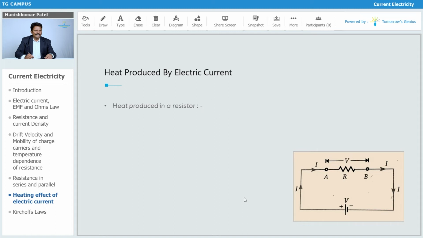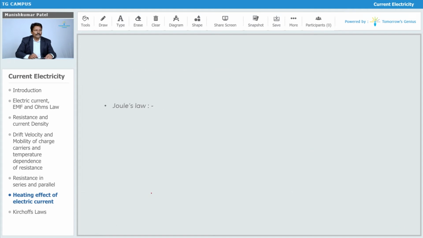We have seen that there is heat which is going to be produced. Particularly in the case of resistors, all the energy supplied by the external source will be dissipated in the form of heat. Let's consider Joule's law. We generally define potential as work done per unit charge. So work done is V into Q.